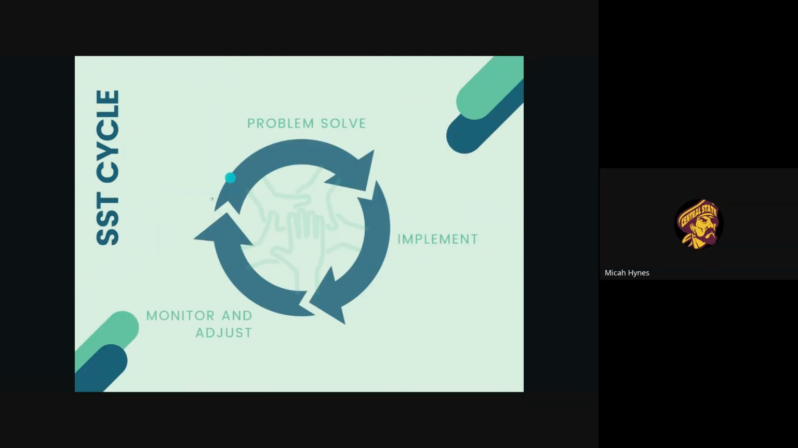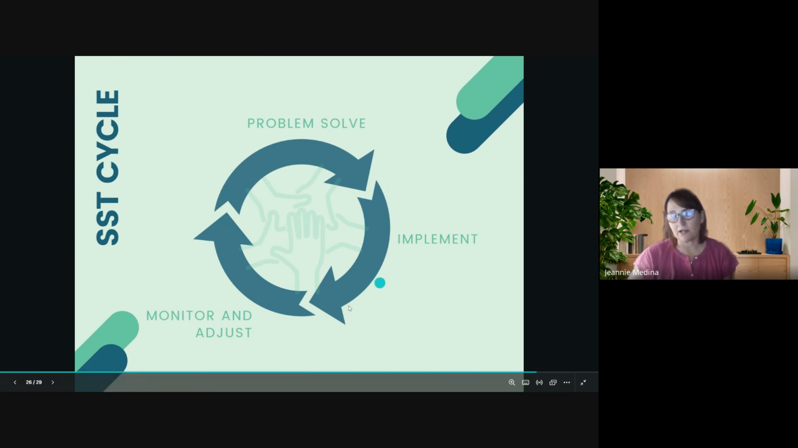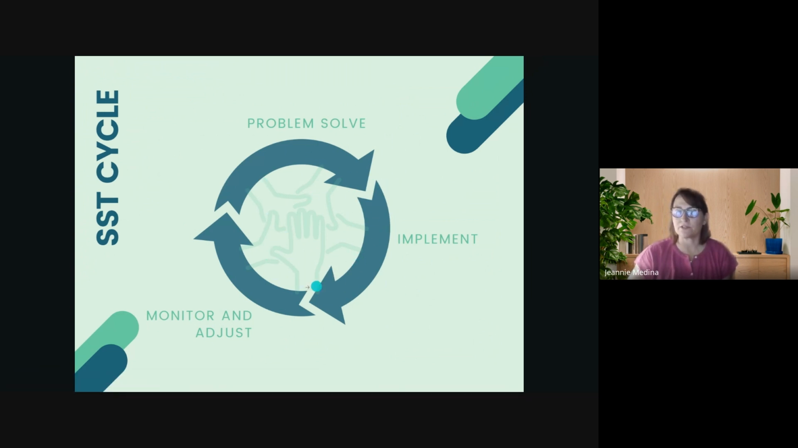100%. Yeah. So the SST cycle, Micah, as you know, is cyclical. It goes around and around and around. And this is one thing that we really want to emphasize, that it's a problem-solving team. Our job is to implement things to support the child until they can do those things on their own. And if they can't, then we put supports in place for a longer period of time. But we are committed to monitoring and adjusting that plan as time goes on and providing that feedback, because we too are invested in those outcomes.